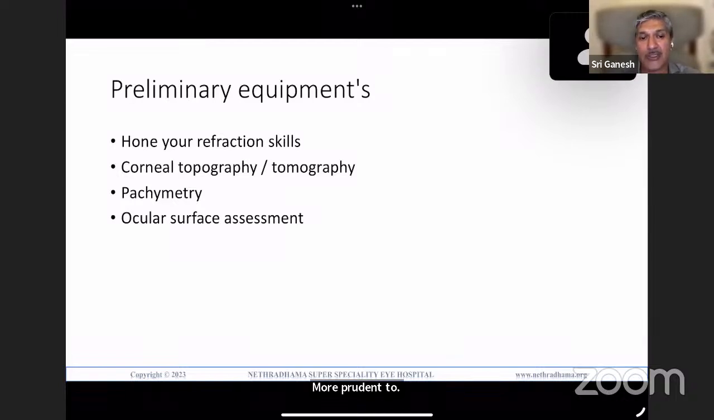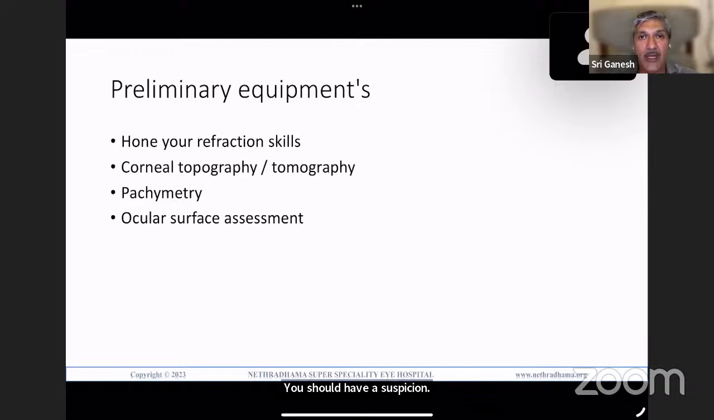You can have a Placido system, a simple system which costs about 5-6 lakhs, with a pachymeter. And the majority of the cases of ectasia you can actually pick up on corneal topography. I would say even if you are very good at retinoscopy, you can pick it up. You see the scissoring, very early scissoring, and you know that the reflexes are poor. And you should have a suspicion.